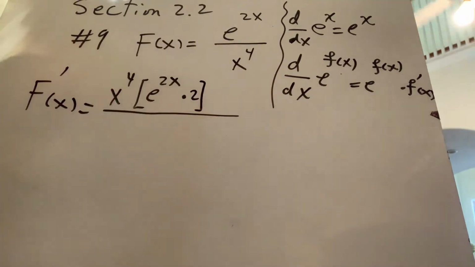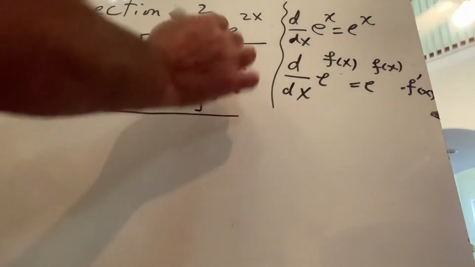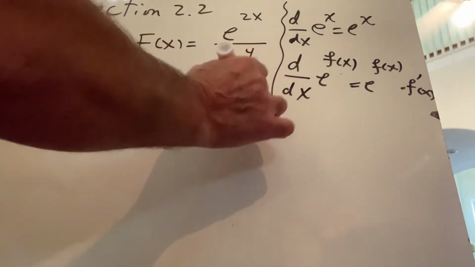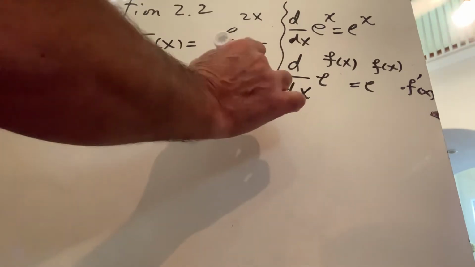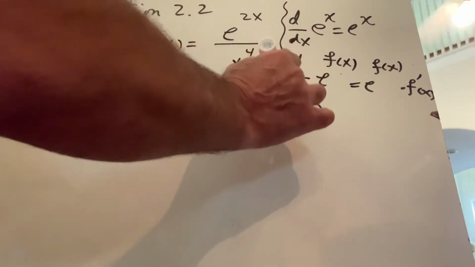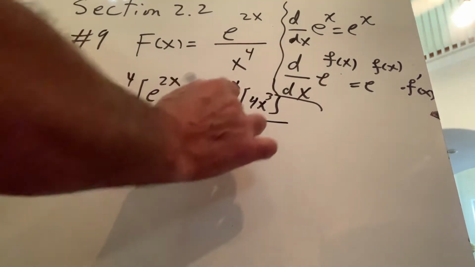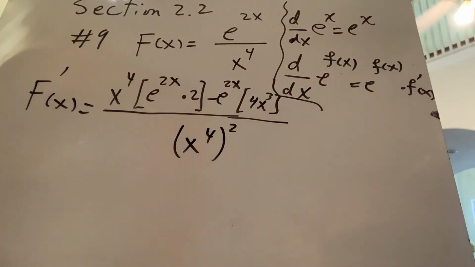Here's your first half on the top of the quotient rule, and then minus the top, which is e to the 2x, and then times the derivative of the bottom. The derivative of x to the 4, of course, is 4x cubed. And then don't forget, over the bottom is squared. So step number 1 was just to go through the quotient rule.